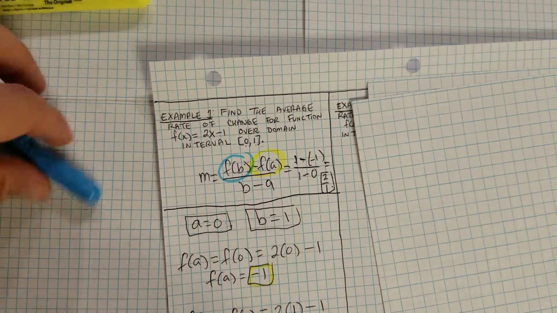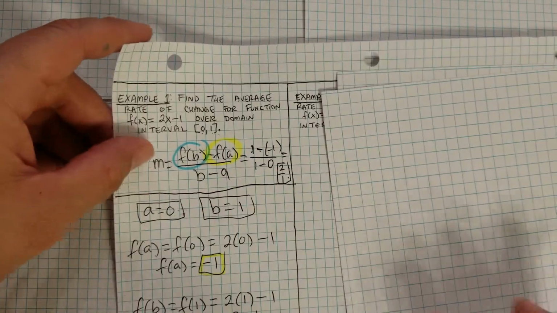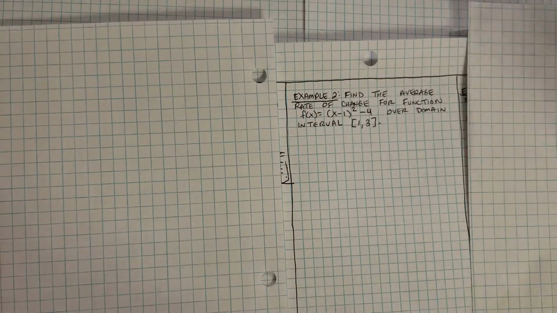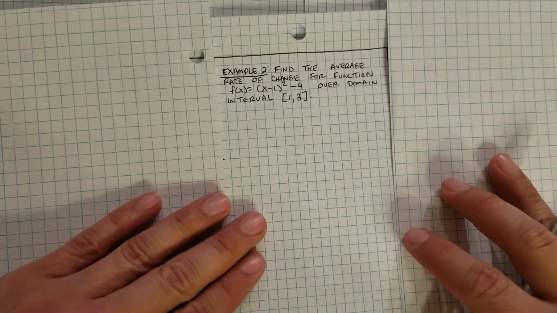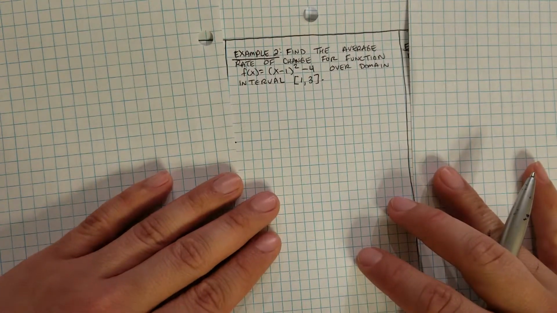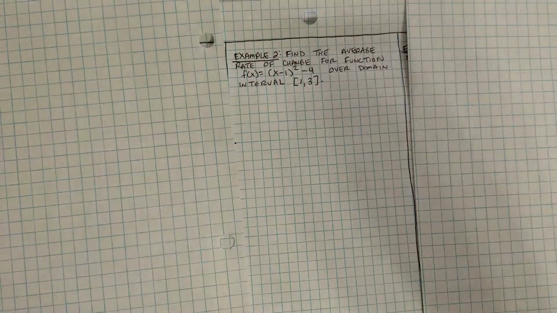Now, why do we have to use the formula? Well, we don't have to use the formula if they give you a line, but they're not going to give you a line every time. They're going to give you something different, and they're going to switch it up on you. So for example number 2, this time we have this function. What is the rate of change of (x minus 1) squared minus 4, over the domain 1 to 3? So same process.